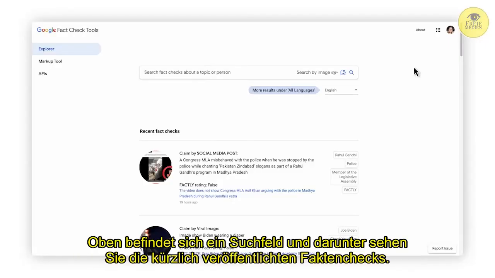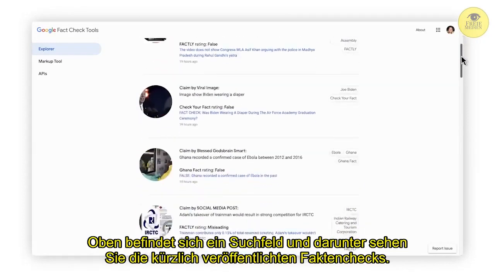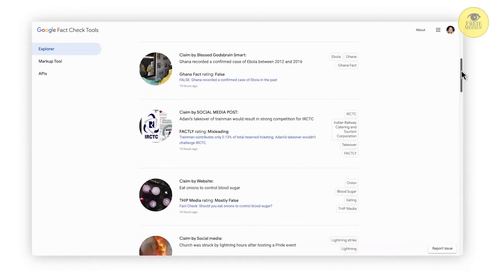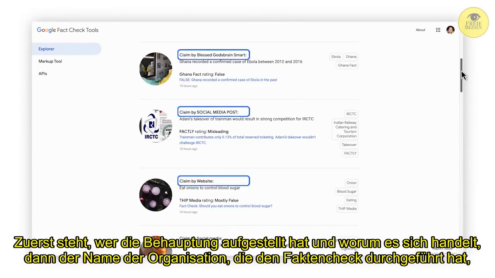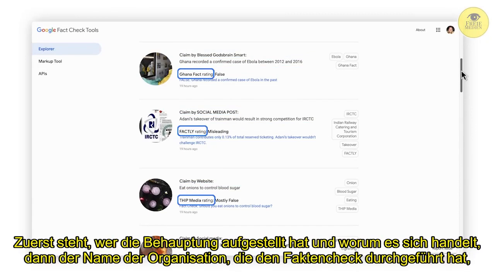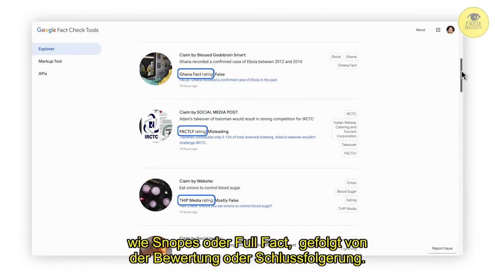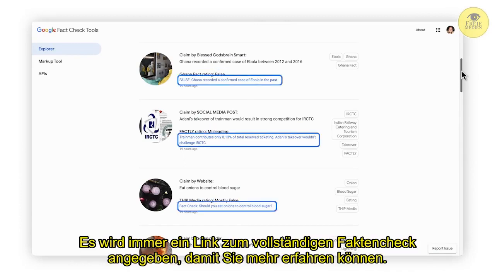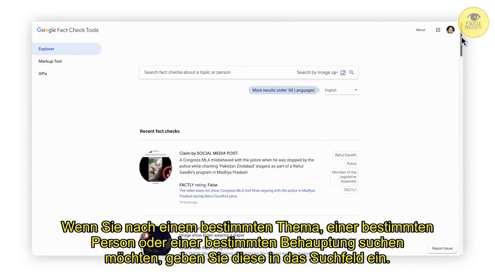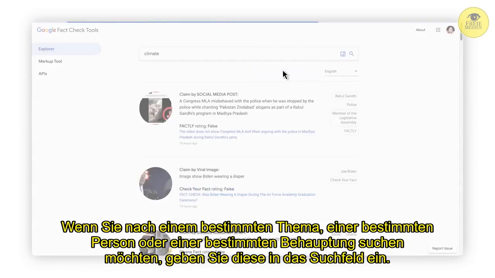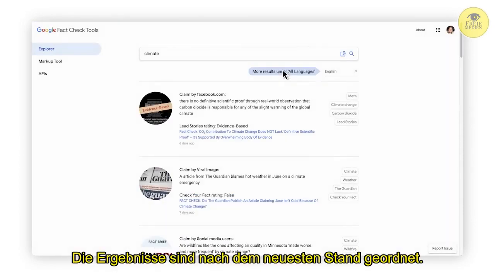At the top is a search box, and below it you will see recent fact checks that have been published. All of the fact checks have the same format. First, who made the claim and what the claim was. Then, the name of the organization who completed the fact check, like Snopes or Full Fact, followed by rating or conclusion. There will always be a link to the full fact check so that you can find out more. If there is a particular topic, person, or claim that you want to search for, type it into the search box. The results are ordered by the most recent.